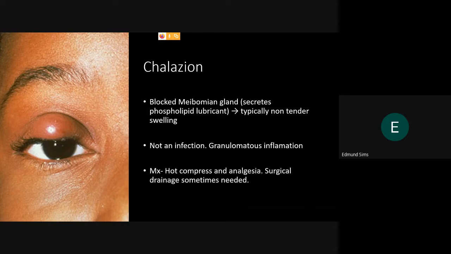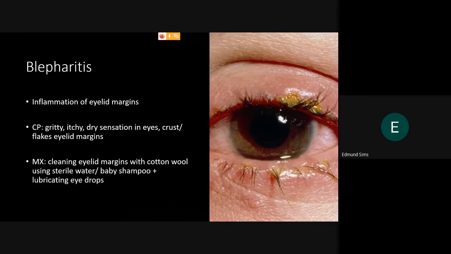And again, management: hot compress, analgesia, and then if it just keeps giving problems, sometimes you can surgically drain it. You just lift the eyelid up and then pierce the posterior part of the eyelid to drain it out. But normally that's not necessary. It's a self-limiting problem.